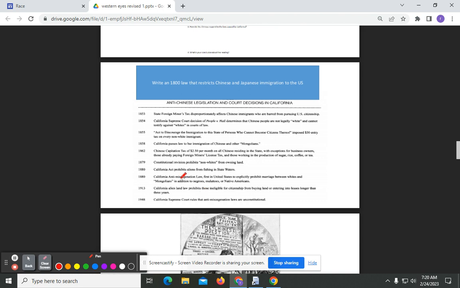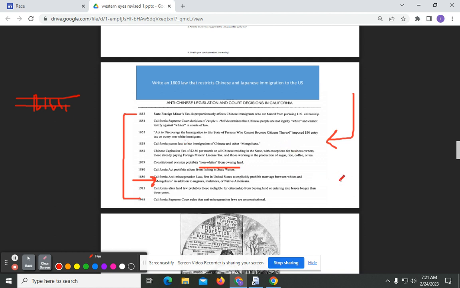And in this reading, you're going to be looking at some of the 1800 laws that were passed in California. And remember, the Chinese are coming here to build that railroad. And then these are some of the laws that are designed to discriminate against these individuals. Let's see if we can find here. Non-whites cannot own land. Here, I think this is looking at interracial relationships.